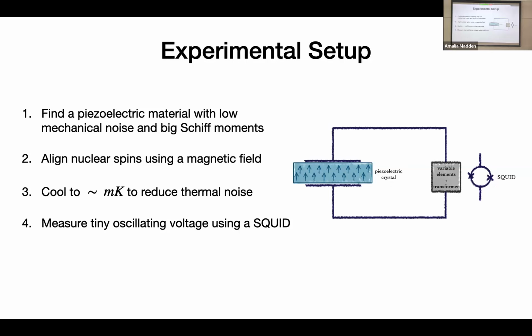We want to cool our experiment to around 1 millikelvin. This is really on the threshold of what people can do at the moment. The reason being that we want to reduce thermal noise. And also by cooling to 1 millikelvin, we can achieve higher nuclear spin polarization. And then we want to measure this possibility of a tiny oscillating voltage in our crystal using a SQUID. If you remember, this is a piezoelectric crystal. So if we can induce some mechanical strain in our crystal, the crystal will automatically turn that into an oscillating voltage for us.